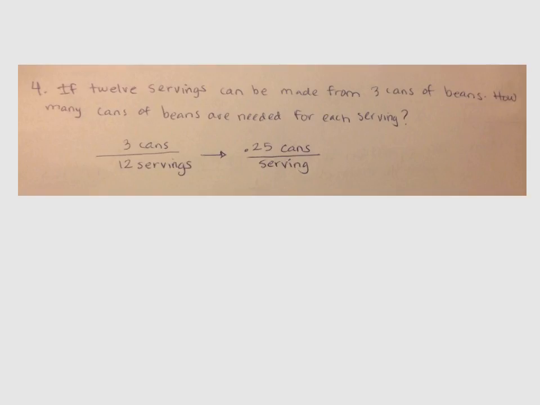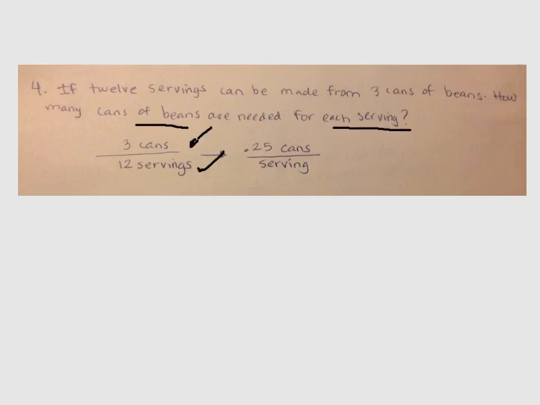Number 4. If 12 servings can be made from 3 cans of beans, how many cans of beans are needed for each serving? I just went ahead and put the answer here, but I'll go ahead and explain it to you. So on the last sentence, they're telling you the order that they want things. It says how many cans of beans are needed for each serving. So the beans has to go on top and the servings has to go on the bottom.